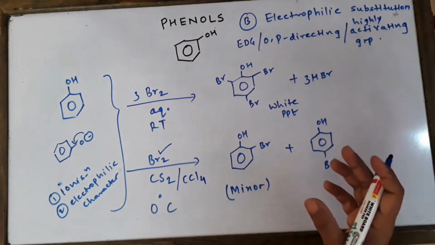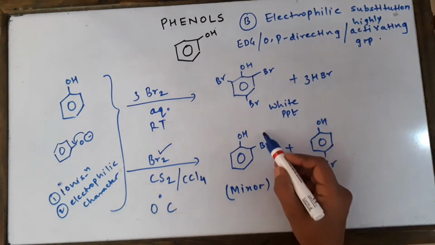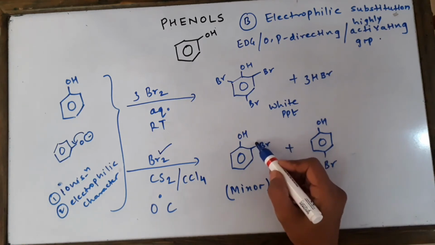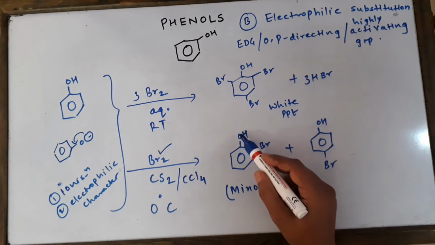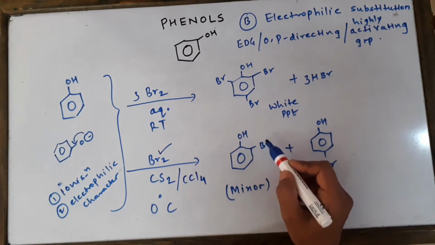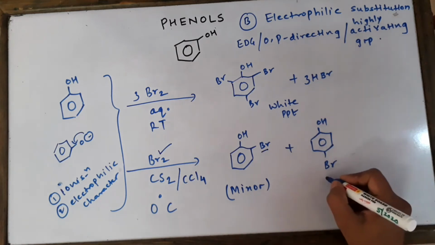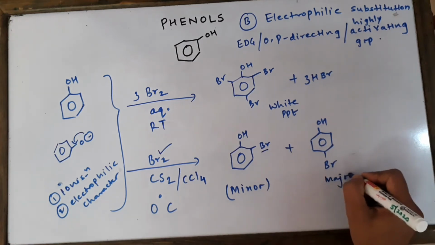Always remember the ortho is the minor product because the attack is taking place quite close to the substituent. So steric hindrance will be there. Okay, so if bromine tries to attack at this position, there will be a lot of crowd from this OH, and hence this will be a less likely attack. So the minor product will be your ortho, and the para will be the major product.